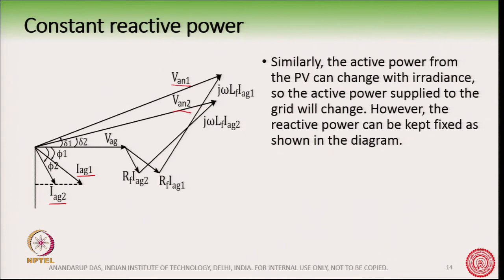For IAG2 we have to produce a VAN2. But here you see that the projection of IA onto the y axis, that is corresponding to the Q, remains constant, whereas the projection on the x axis changes. So, this is P1 and this is P2. So, the active power is changed, but the reactive power remains the same.